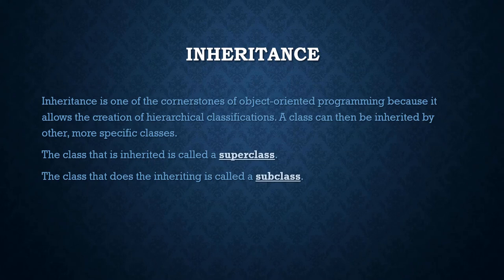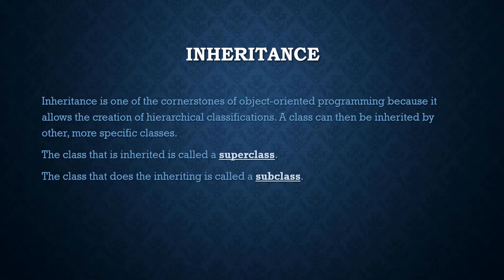Inheritance, as we know, is one of the foundations of object-oriented programming. It allows the creation of hierarchical classifications. Using inheritance, you can create a general class that defines the characteristics common to a set of related items, and that class can be inherited by one or more specific classes. The class that is inherited is called the superclass, and the class that does the inheriting is called the subclass.